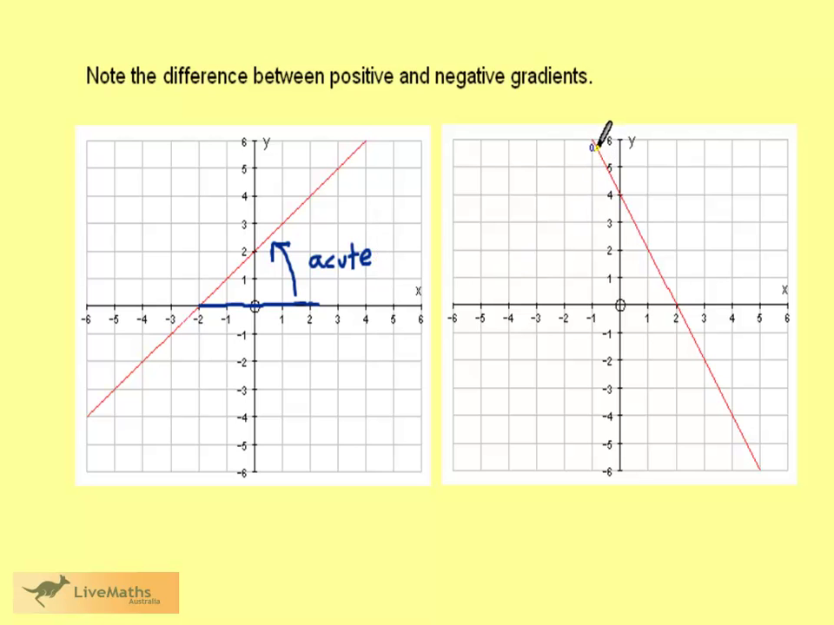Here we have a negative gradient, which slopes from top left to bottom right. If we look at the angle with the x-axis, we can see that this is an obtuse angle.